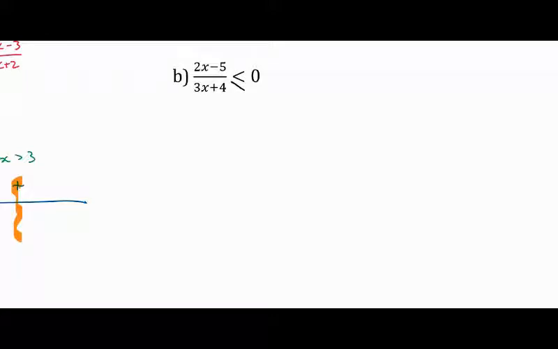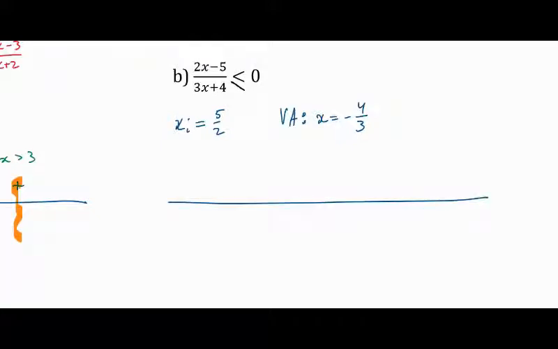Shall we try another one? This one's already set up for us as well. What are the x-intercepts? 5/2. Thank you. Positive 5/2 or 2.5. Vertical asymptote. Good. Number line. -4/3 and 5/2.